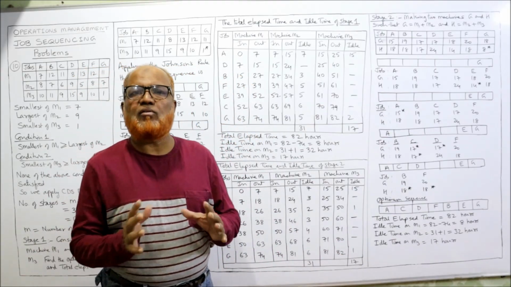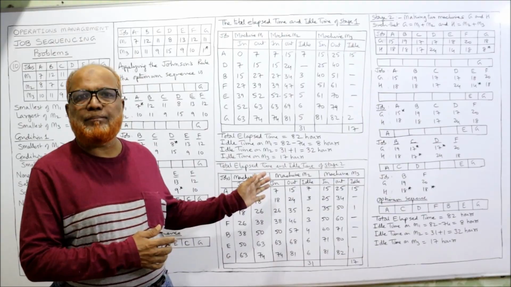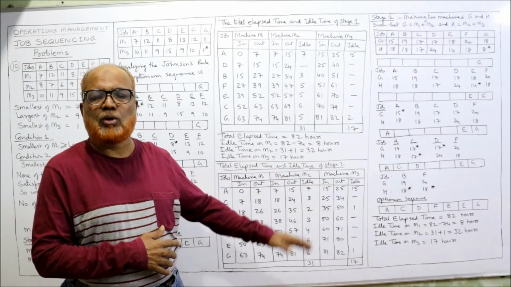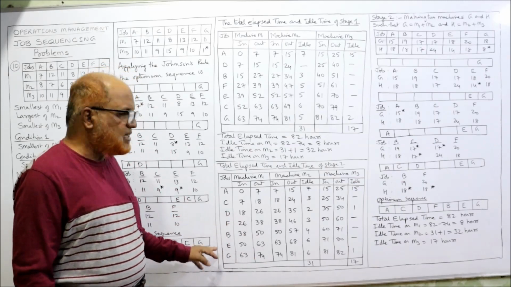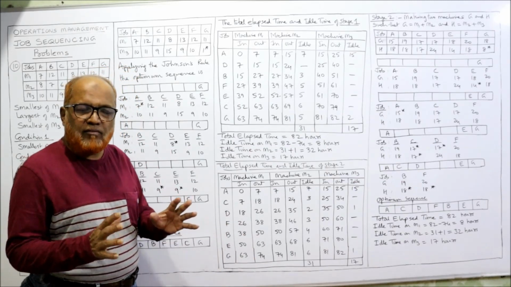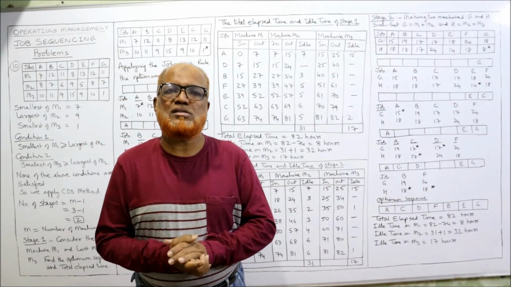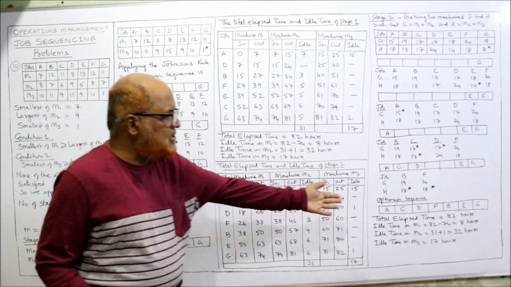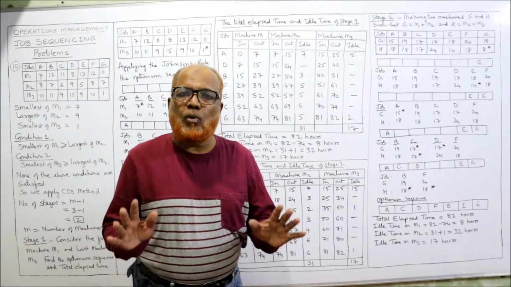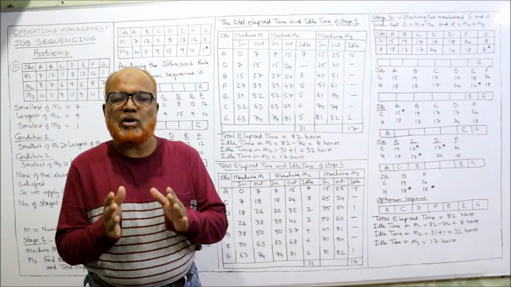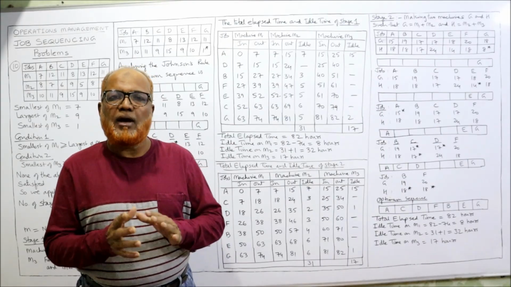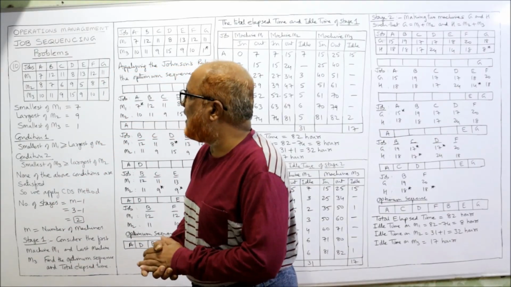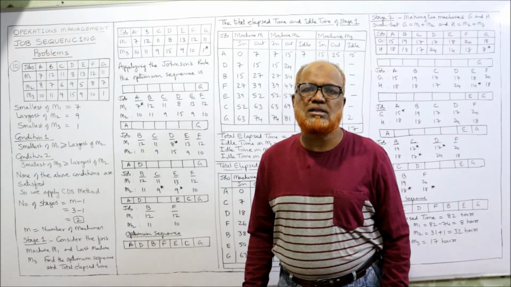So coincidentally, what is happening here? The idle time and the total elapsed time, both are same for stage 1 and stage 2. The only difference is the sequence is different. So conclusion, both sequences are optimum, whether we follow first stage sequence or we follow second stage sequence. Both are optimum sequences because both have the same total elapsed time and both have the same set of idle time. That's it. So this is the end of problem number 10.